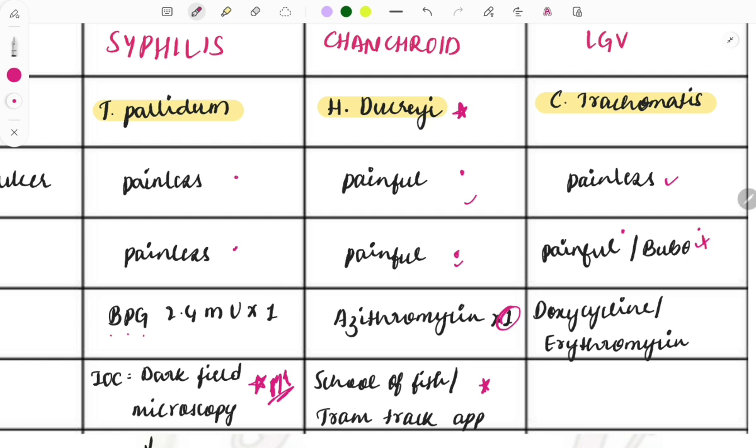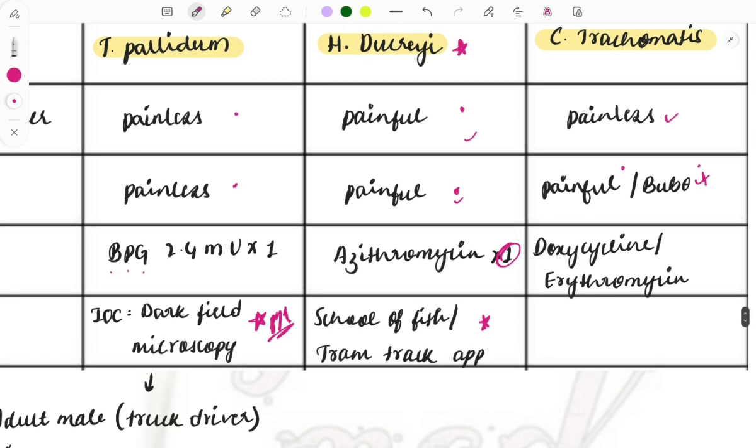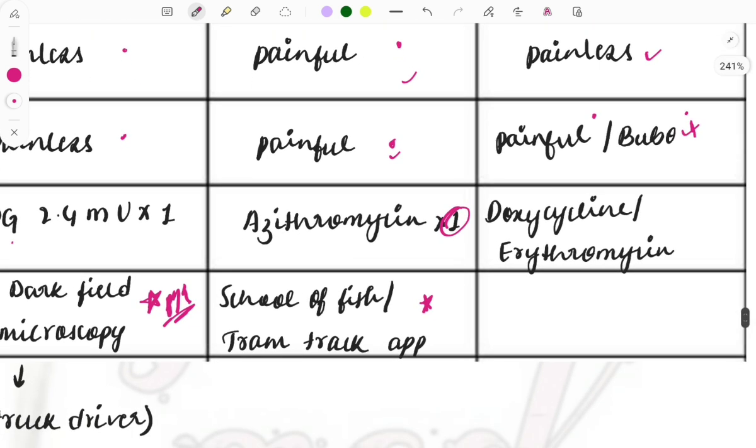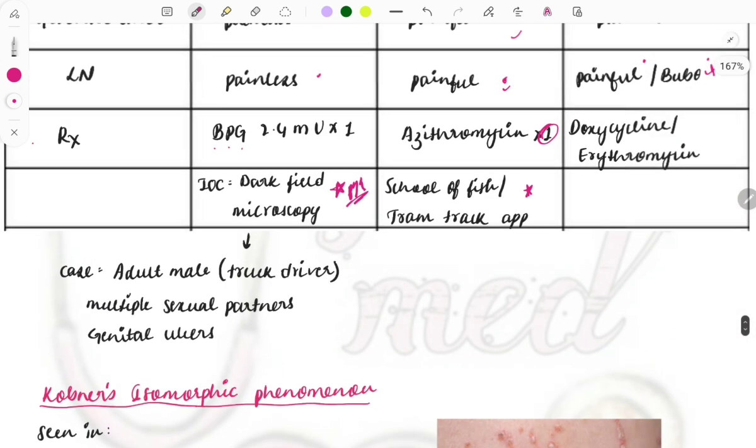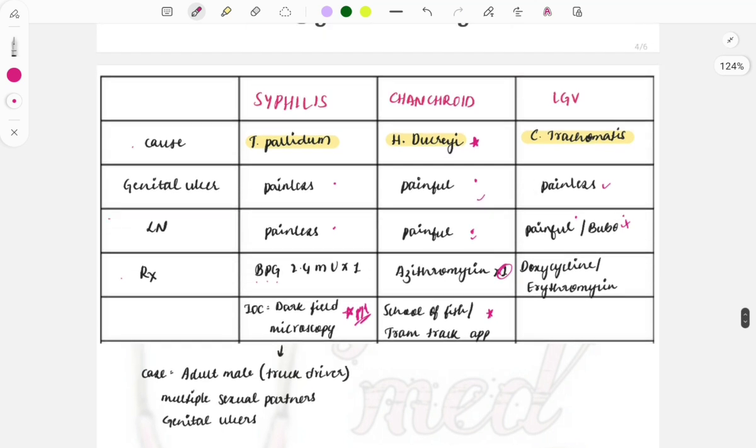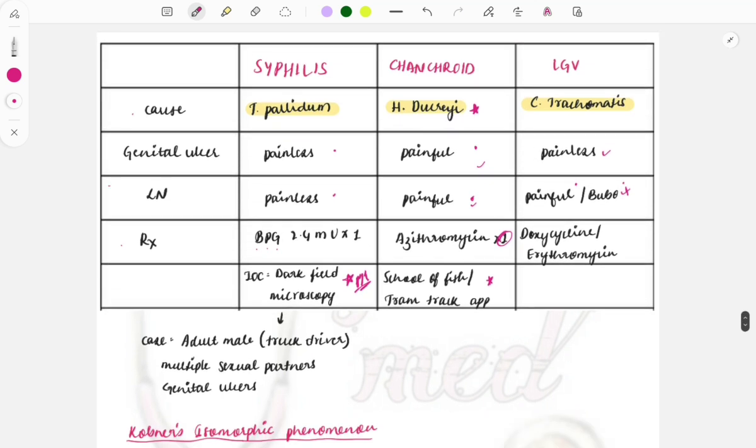बस ये थोड़ा सा कंफ्यूजिंग है, बाकी दोनों तो ईजी है, मतलब सिफिलिस में पेनलेस, शैंक्रोइड में पेनफुल, और लिम्फोग्रैनुलोमा वेनेरियम में पेनलेस और पेनफुल. Then doxycycline is a drug of choice, and if the patient is allergic to this, we can give the azithromycin. Okay, so any one can be used, but doxycycline is the drug of choice. Okay, so these were the things from syphilis, chancroid, and the LGV.